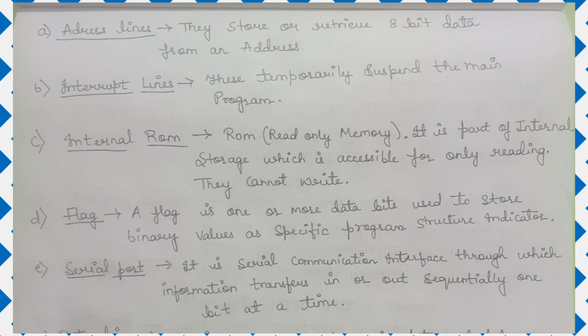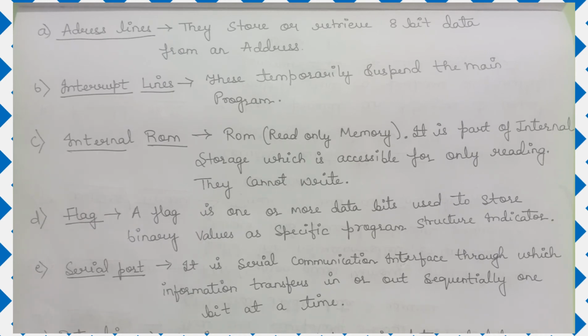Next is interrupt lines. Interrupt lines temporarily suspend the main program. It means while running a program, if there is a mistake, then it temporarily stops or suspends the program. Next is internal ROM. ROM is read-only memory. It is a part of internal storage which is accessible for only reading. We cannot change or write in this.